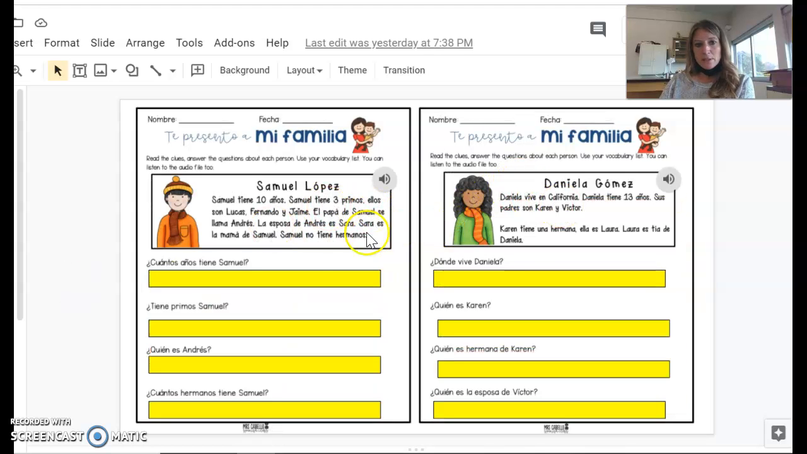This is two separate slides here. You are going to be reading about each person and then answering the questions for each family. Short answers are fine. Some of them will just be numbers. English answers are also okay. There is an audio, which hopefully will work on your end if you want to listen to it.